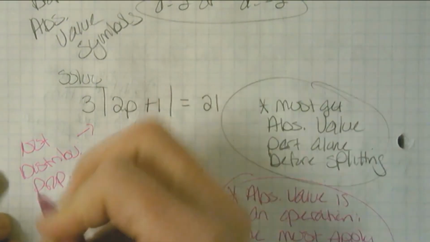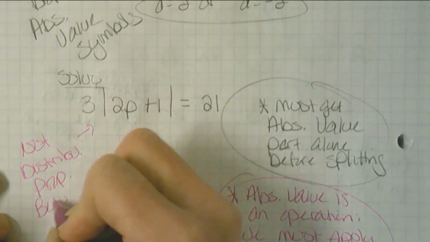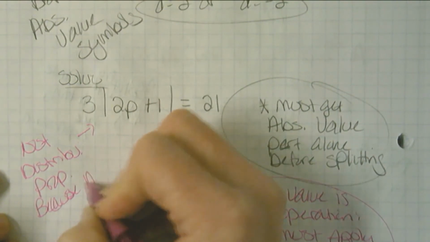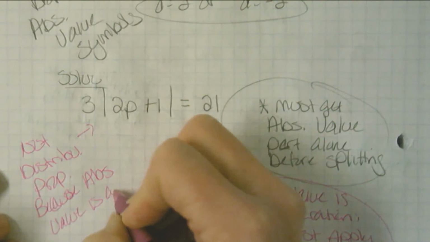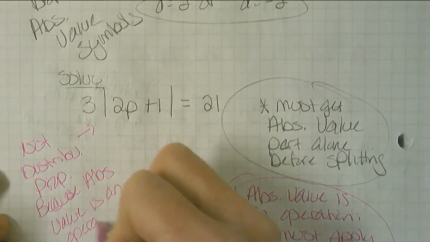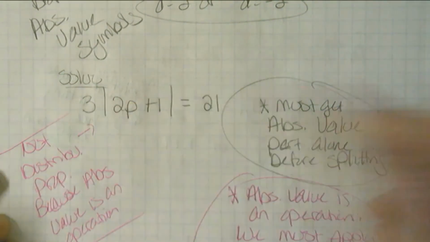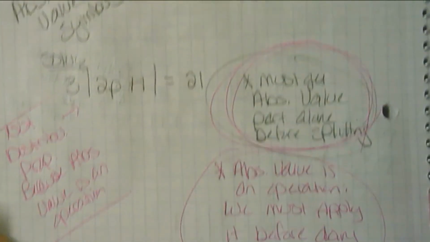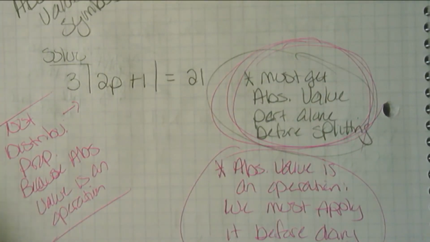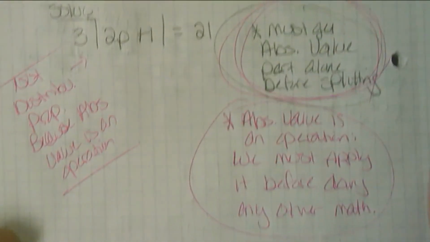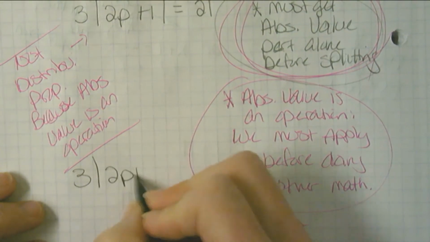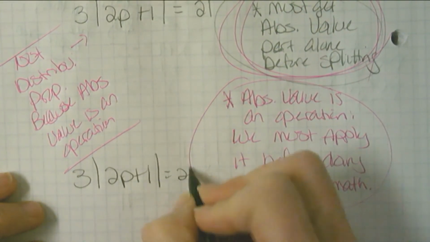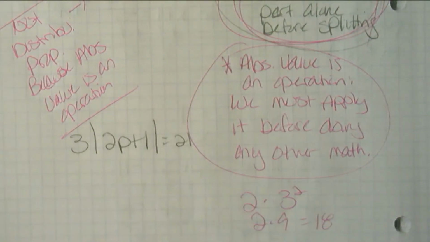Because that is an operation. Because absolute value is an operation. So that's why I said you've got to get the absolute value part alone. So I've got to get rid of that multiplication by 3. So if I have 3 times the absolute value of 2p plus 1 is equal to 21, Jacob, how do I get rid of that multiplication by 3?